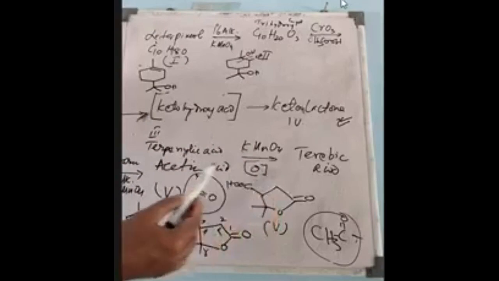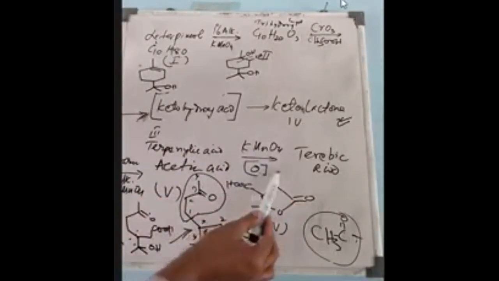And the structure assigned to it has been confirmed by synthesis. One of the scientists who confirmed this, the compound was synthesized by Semmler et al. in 1932, the formation of this homoterpenyl methyl ketone. Once this was confirmed, then the structures of terebic acid, as well as, there are two syntheses more in which we can confirm the structure of terebic acid and terpenylic acid.